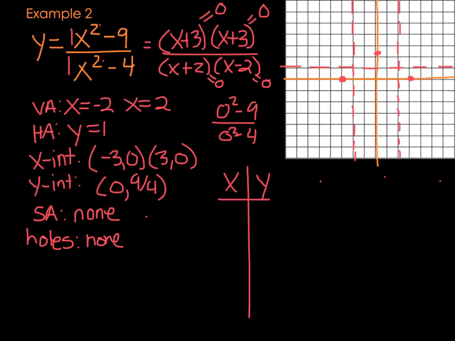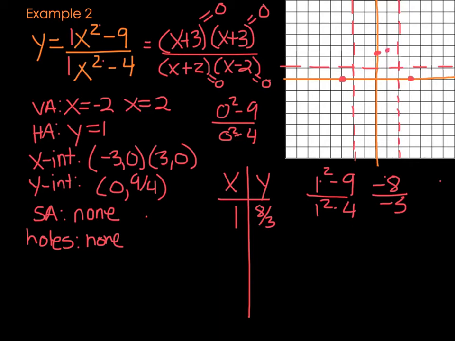And I'll just start over here in the middle section. I already know the 0 point, so when x is 1, if I have 1 squared minus 9 over 1 squared minus 4, 1 squared is 1 minus 9 is negative 8, 1 squared minus 4 is negative 3, so I have a point at 8/3, which is 2 1/3. 2 1/3 right there. All right.